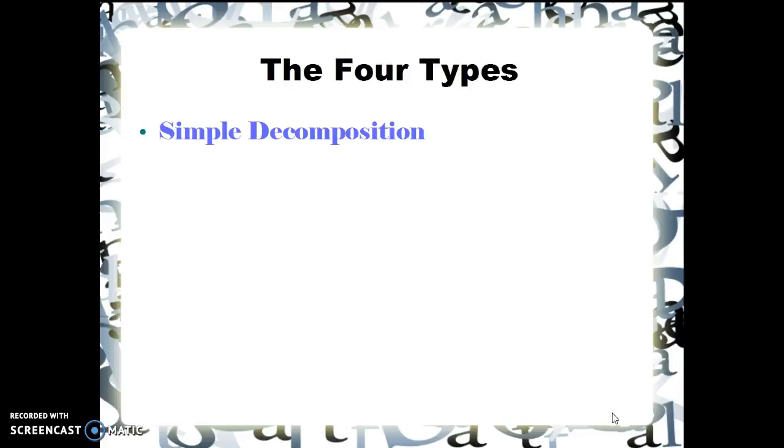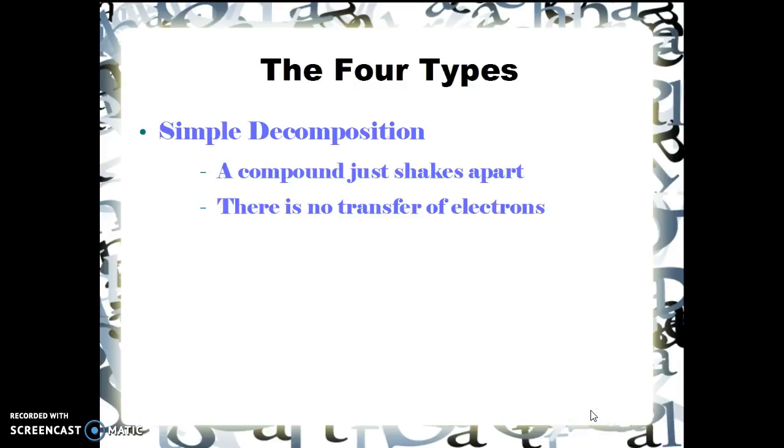Now, the first type we'll look at is called simple decomposition. Simple decomposition is a process by which some sort of usually crystal or molecule just shakes apart into its constituent parts. There is no transfer of electrons, and so the oxidation states do not change. If there are any ions, they will keep their oxidation states.